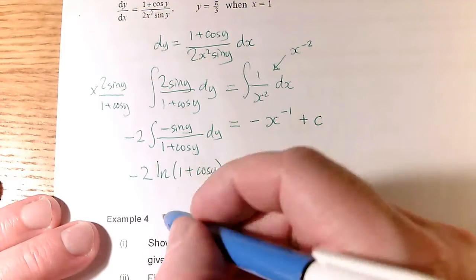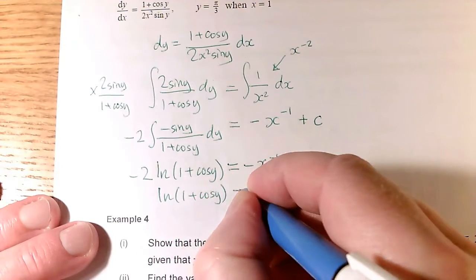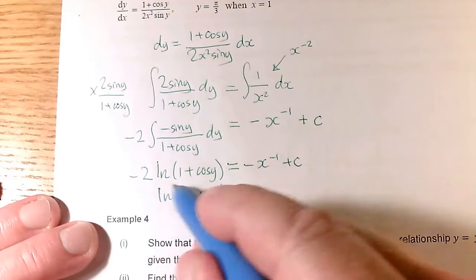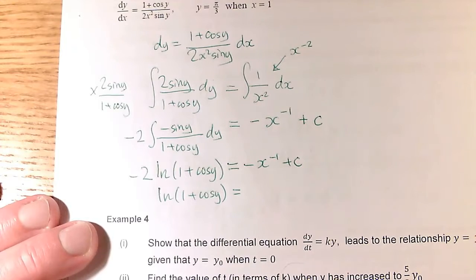So let's divide by the minus 2. So log of brackets 1 plus cos y equals, I've got to get rid of the minus 2 because I can't make the log go away with that minus 2 there. So I need one side to at least have a nice log.